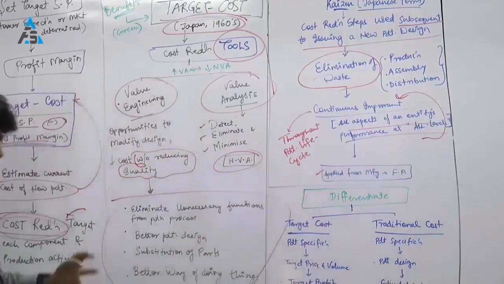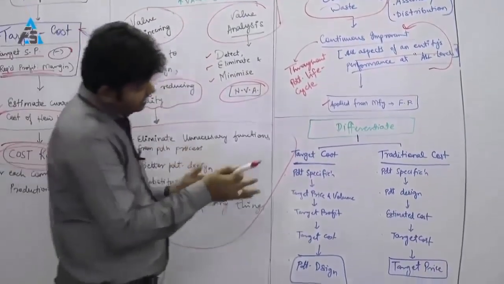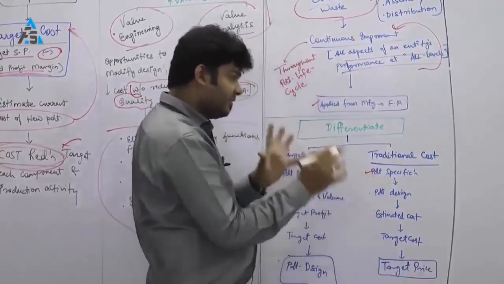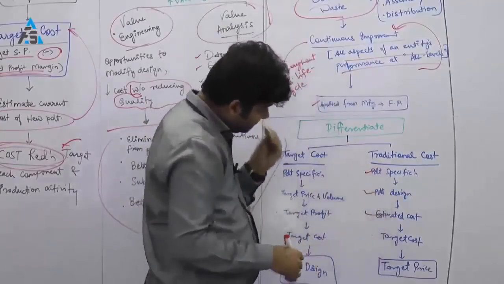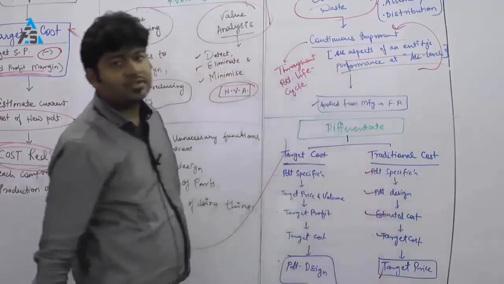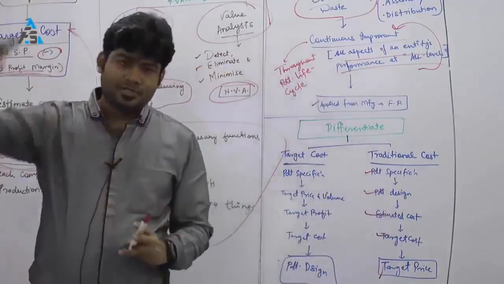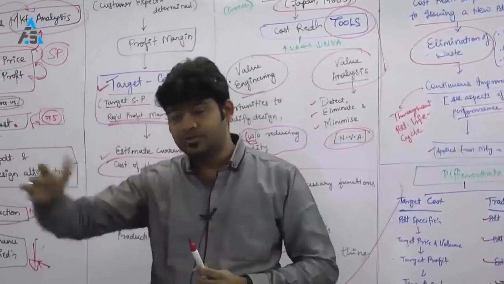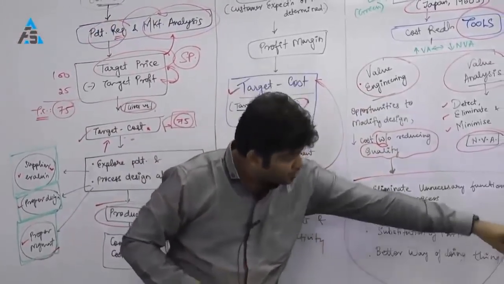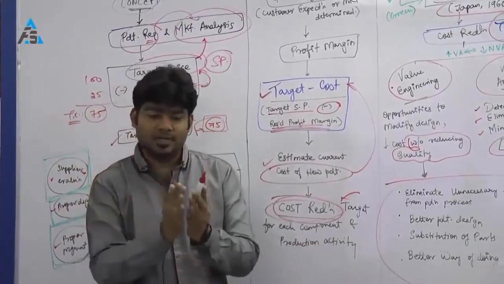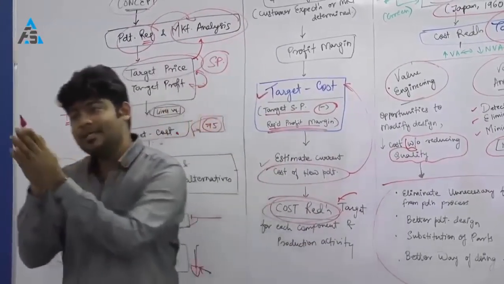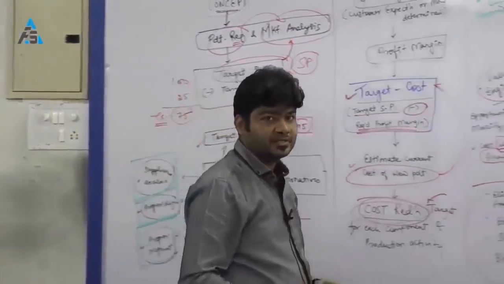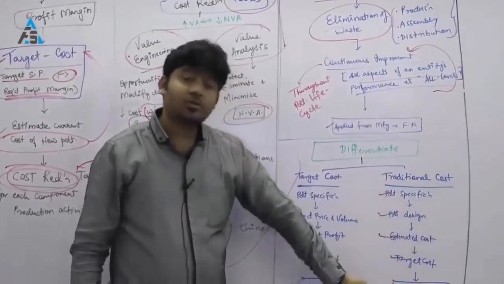And the last is the differentiation of the way target costing approaches and the way traditional costing used to be. So traditionally, you find out your product specification, find out your product design, then estimate cost, and then you will have the selling price, right? So how does this system work? First, find out what exactly is your product specification. Based on that you will start designing the product. Once that product is designed, then you will estimate the cost. So every step is already performed, and then you find out your cost. Then based on that you add your markup and you find out your selling price. So this is how traditional costing used to be.